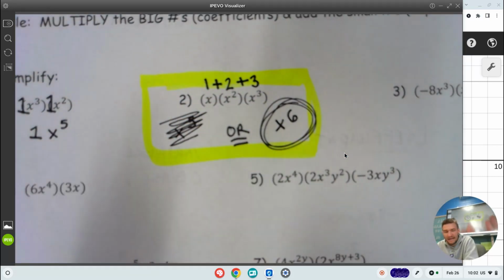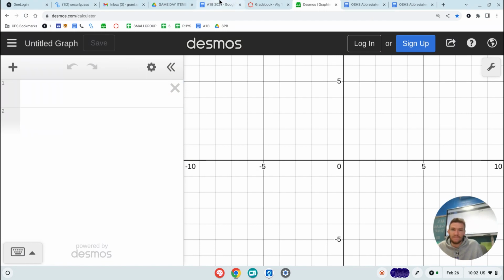I gave it a highlighter. I tried to be as clear as I could. This is a very often missed question. So take it seriously. If you see one like this, focus on it.